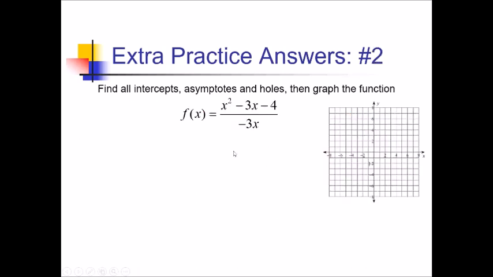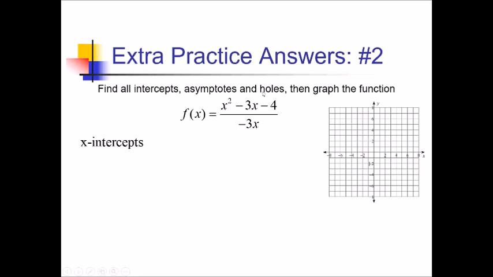For this problem, we want to find all the key features and then graph this rational function. We could maybe factor this, but it's not going to help us simplify, so we'll just hold off on factoring until the first thing I'm finding here, which is the x-intercepts. So those are going to be x values that zero out the numerator. To figure out what zeroes out the numerator, I need to actually factor it.